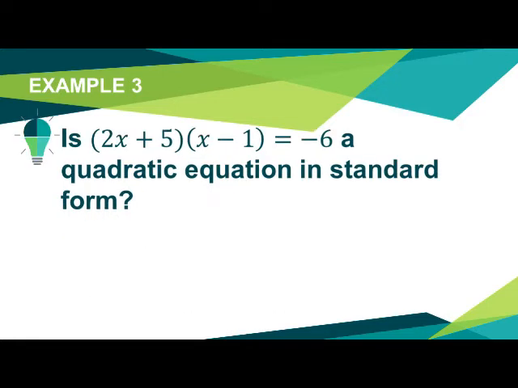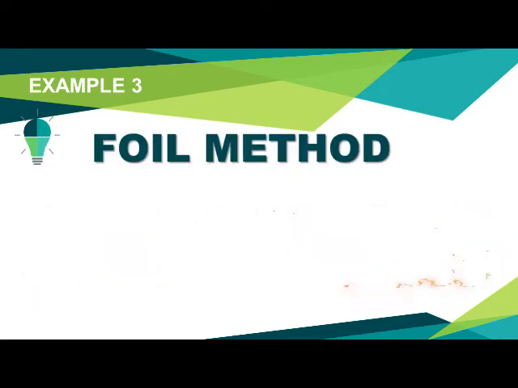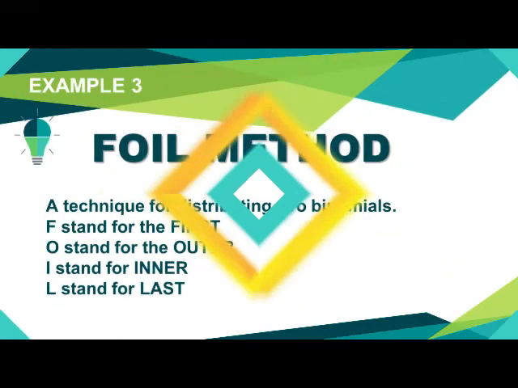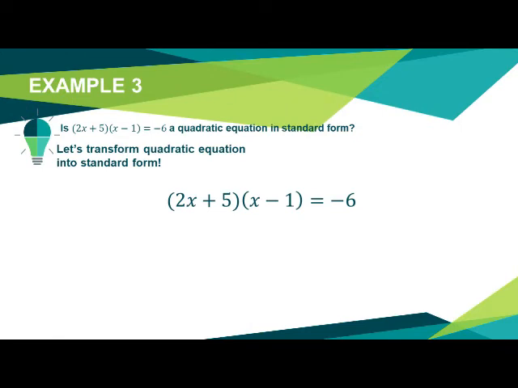So now we are going to form this quadratic equation into standard form. We will be using FOIL method. Again, FOIL method is a technique of distributing two binomials. It is a mnemonic term which stands for the first, the outer, the inner, and last. So now let's transform quadratic equation into standard form.